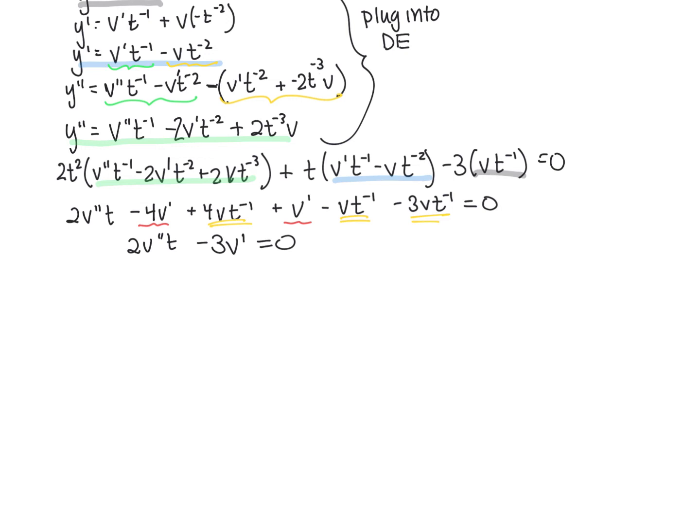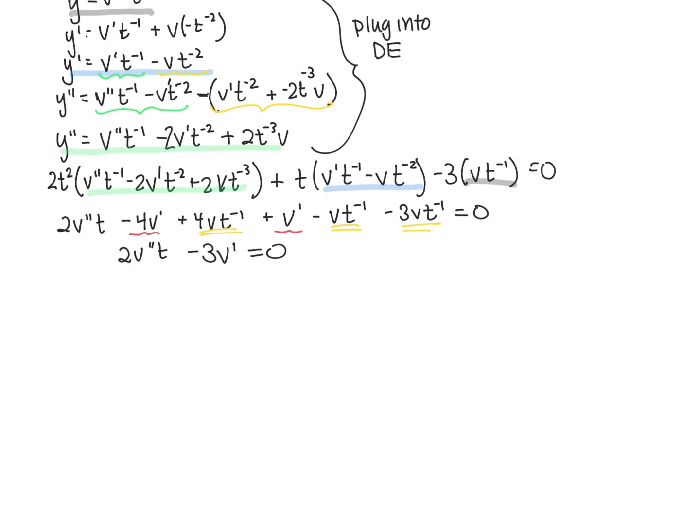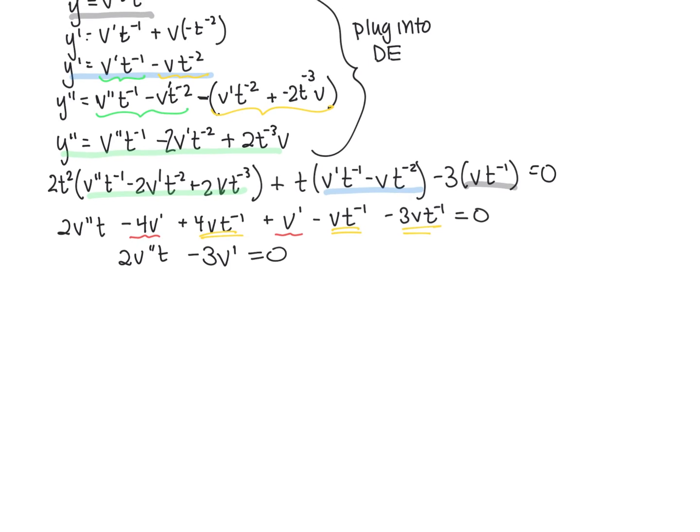Now remember our goal was to solve for v. And at this moment, I've got an equation that's got a second degree v and a v prime. Well, this process is called reduction of order. Right now, my order is 2. I need to come up with a way to reduce the order of the derivatives there in order to solve.